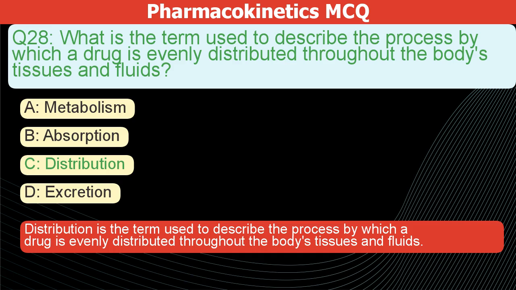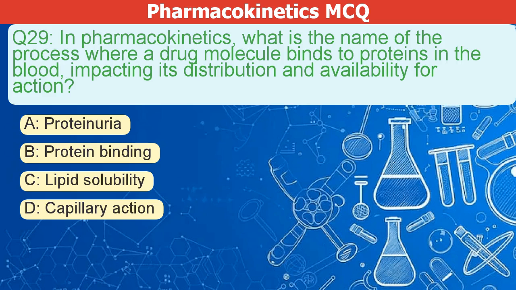In pharmacokinetics, what's the name of the process where a drug molecule binds to proteins in the blood, impacting its distribution and availability? A. Proteinuria. B. Protein binding. C. Lipid solubility. D. Capillary action.